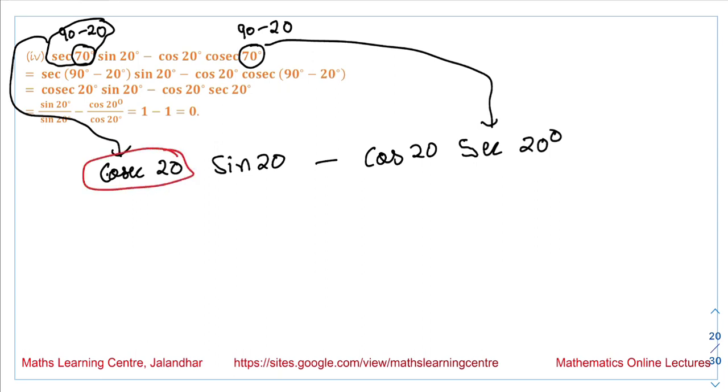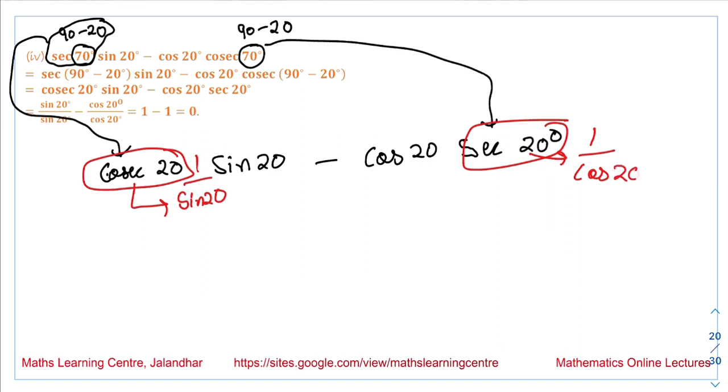Now what is cosecant of 20 degree? It is 1 over sine 20 degree. And what is secant of 20 degree? It is 1 over cos 20 degree. So this sine 20 and sine 20, cos 20 and cos 20 get cancelled. We are left with 1 minus 1 equal to 0, and that is equal to the RHS.